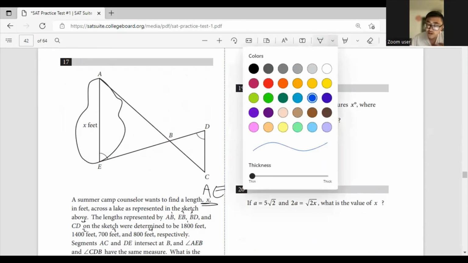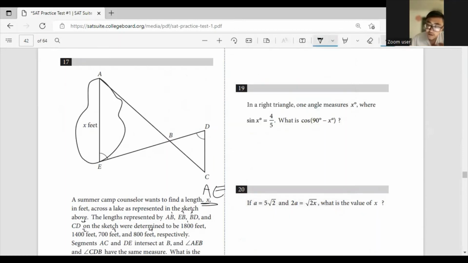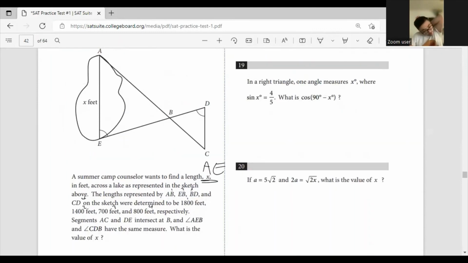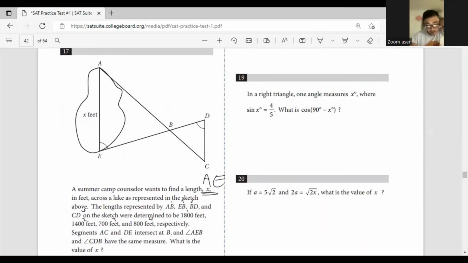I recommend always drawing a diagram when you see something, but since they have it laid out for me, I'm just gonna mark theirs. So I want to find the value of AE, the length of AE. So let's go ahead and mark my stuff. So I know AB is 1,800 feet. I mean, the feet doesn't really matter in this case. 1,400 is EB. 1,400 is this quantity right here. And then 700 will be BD. And then this CD is 800.